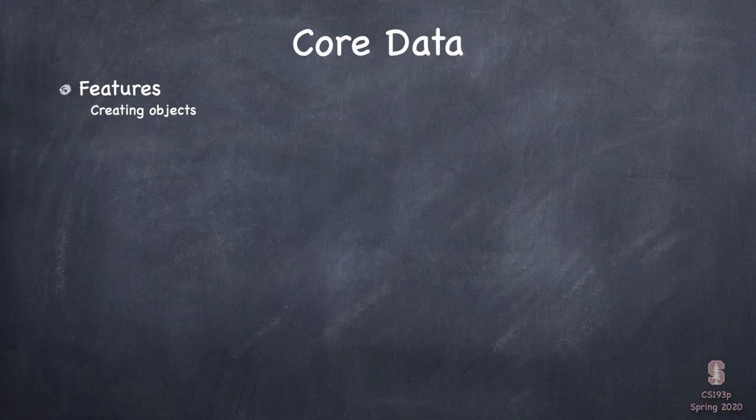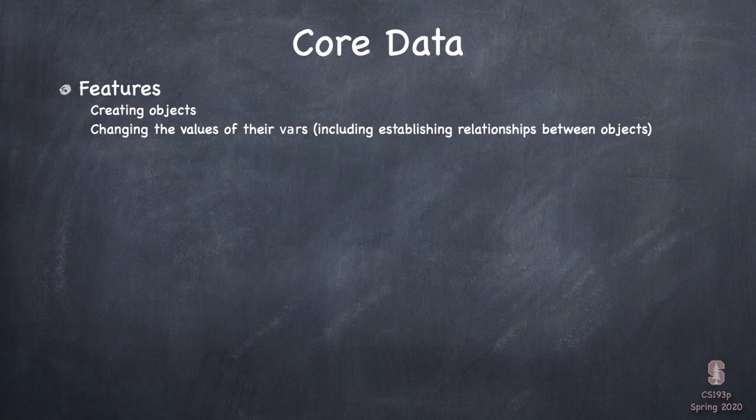So what are the features of core data? Of course, it has features for creating objects. You have to be able to create objects in the database, and it very naturally lets you change the values of the vars on these objects. You just change them. They're just vars, and you set them equal to something. Boom, you just change data in the database. And it even has beautiful infrastructure for establishing these relationships between objects. It's just a matter of setting a var, basically, to create a relationship between one object and another.